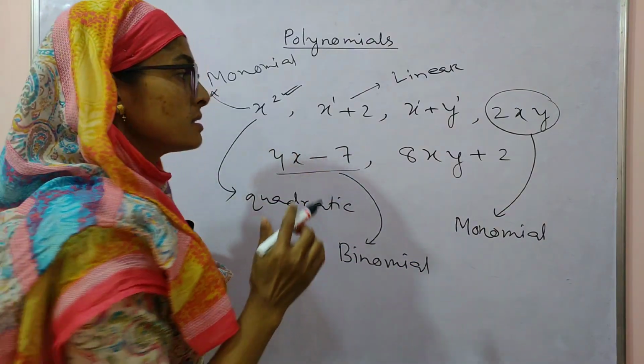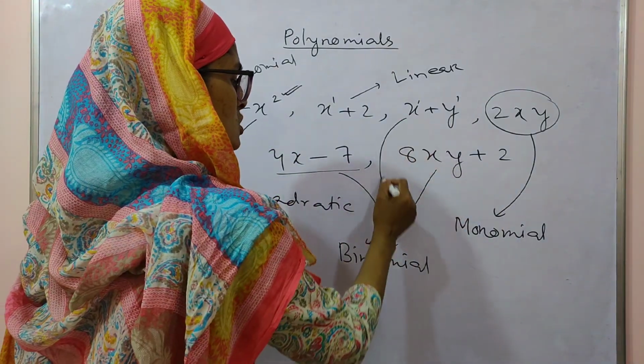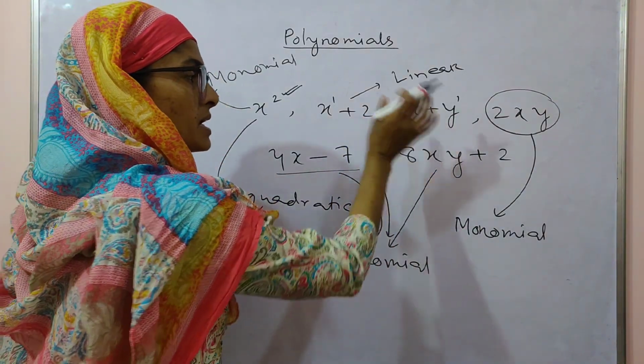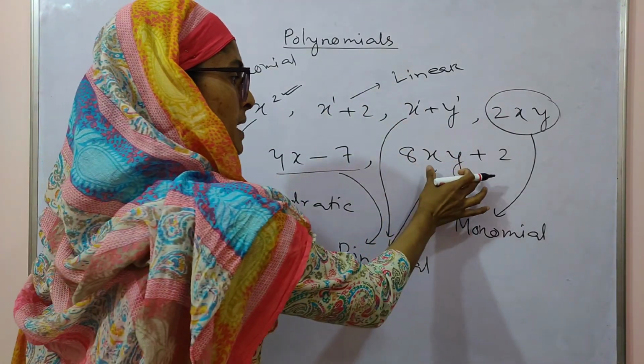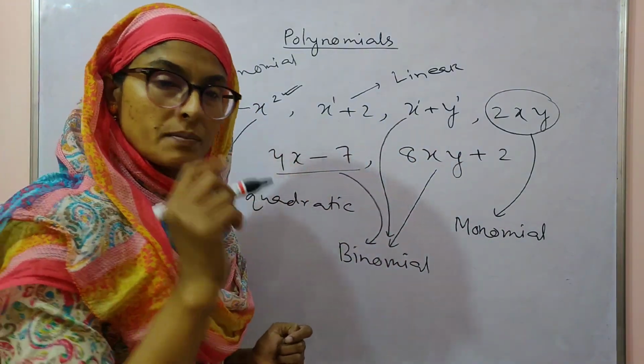Here two terms are there. Here two terms. This one is also a binomial. This one also a binomial. Here a binomial in two variables. This one a binomial in two variables. This one a binomial in two variables. But this one is a binomial in one variable.